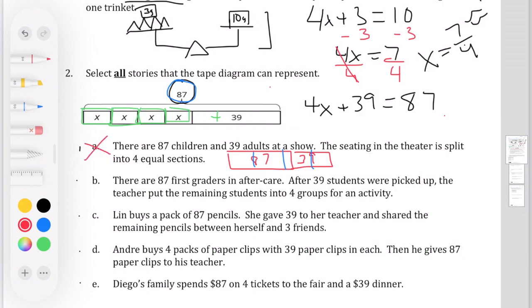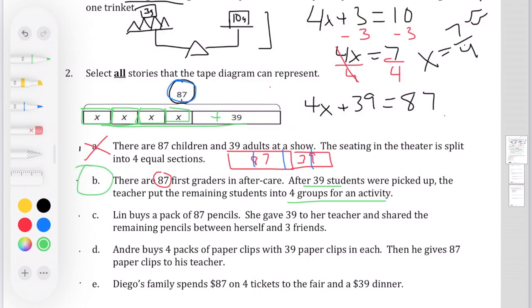So that isn't possible. Letter B: there are 87 first graders in aftercare, or after school care. After 39 students were picked up, the teacher put the remaining students into 4 groups for an activity. Well, we have a total of 87. We lost 39 students because their parents picked them up, and then the teacher was able to break them up into 4 equal groups, which matches up with the tape diagram below. So that is correct.